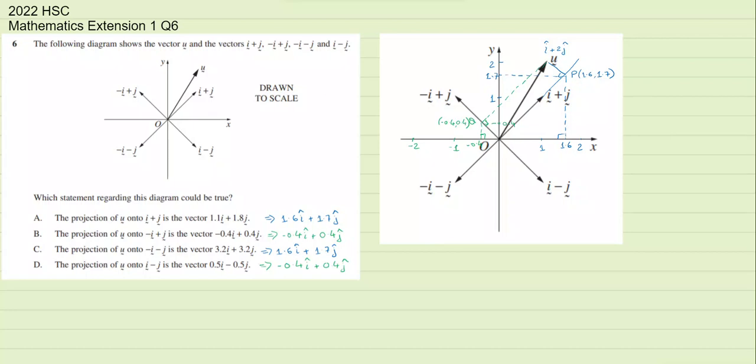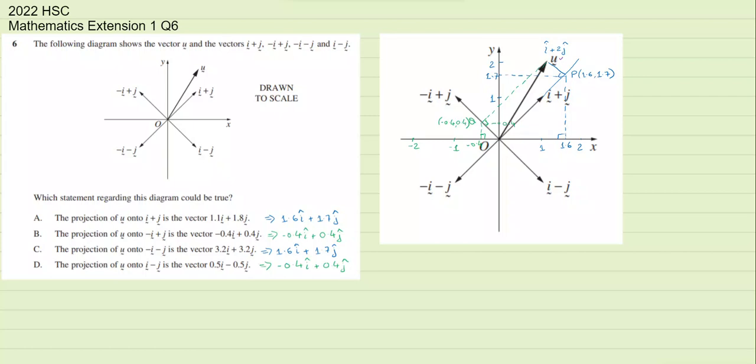The question says that the following diagram shows the vector u and the vectors given. Which statement regarding this diagram could be true? So what I have done is some free work for this question to make it easy to understand, and I have drawn the same picture over here. This is the vector u.